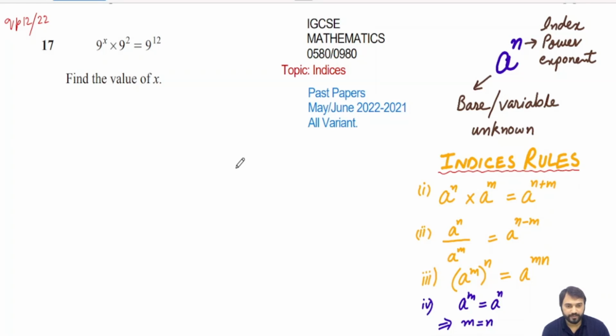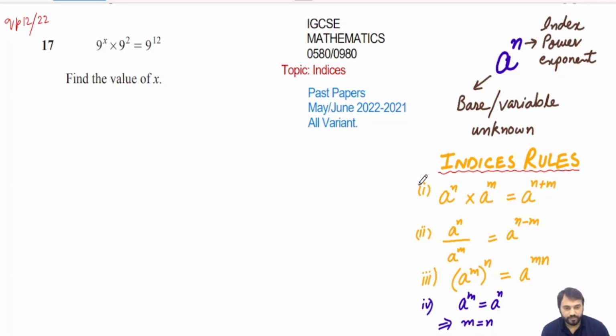Today our topic is indices. But before starting a question, we should know about the indices rules. The first rule is: if we have two numbers or terms and they are multiplying like this, then we write one time base and add the powers. This is a base, also called variable or unknown, and this is the index, also called power and exponent.